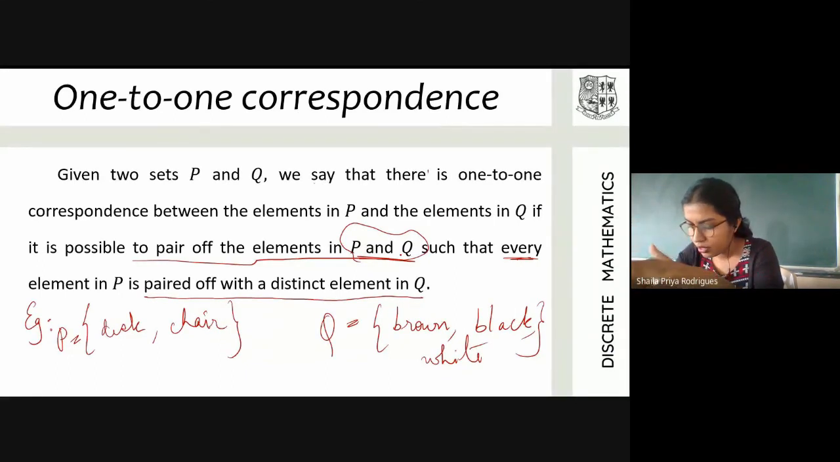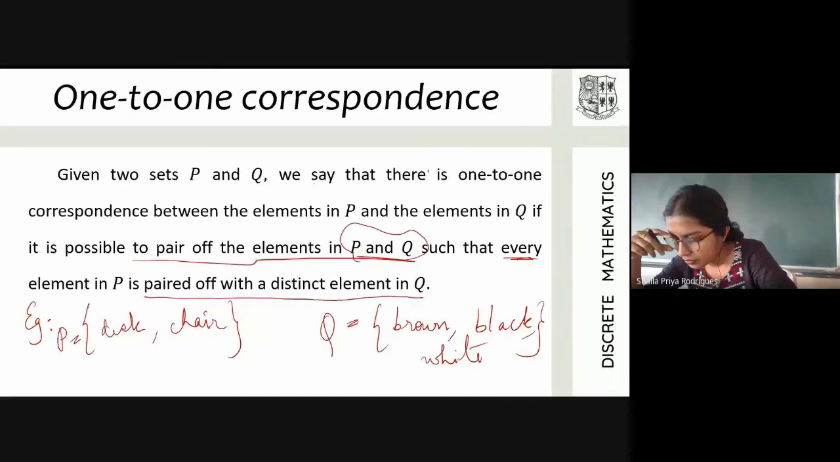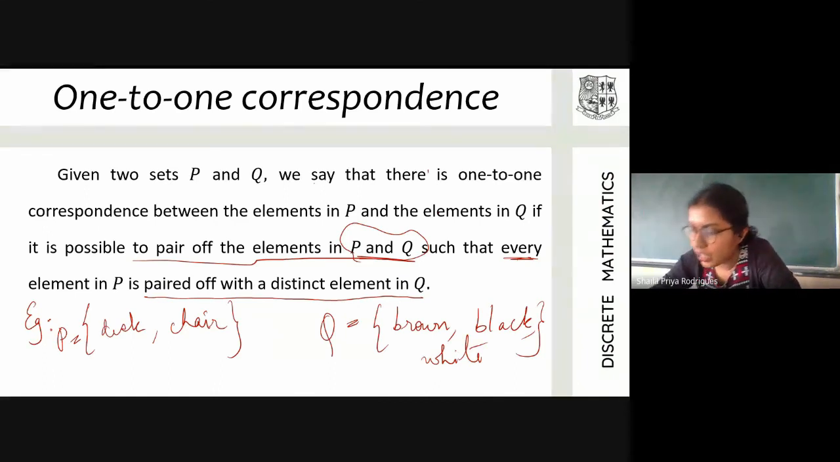So in the process of pairing of elements, no element in P should be left out and no element in Q should be left out as well. Any other confusion there? So with these two sets, I cannot form a one-to-one correspondence. If you want to speak about functions, you can. I'm just saying, even without using the word function, you can explain one-to-one correspondence.